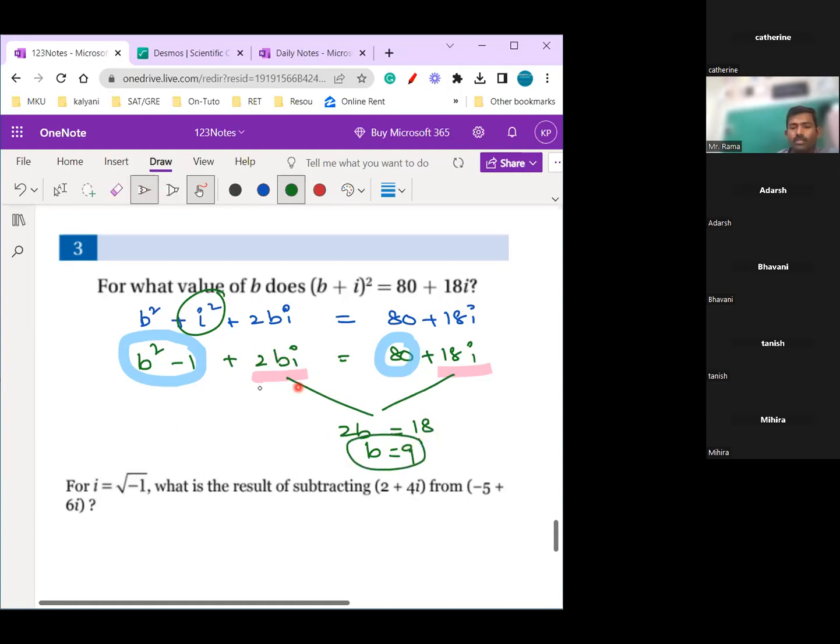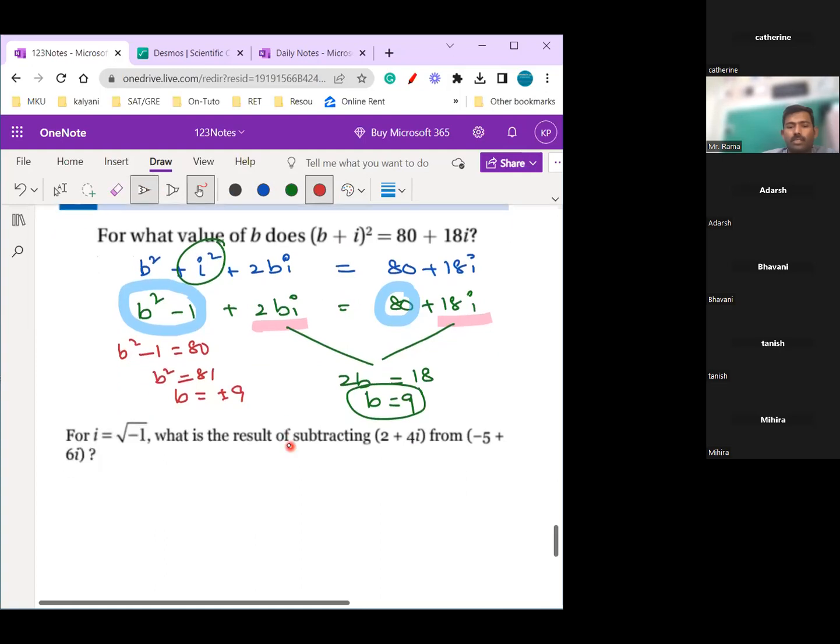Or you may ask, hey, Mr. Rama, what if I take this one? Am I going to get that same answer? Let's check it. So b squared minus 1 is 80, and then add 1, so b squared is 81, and then b is plus or minus 9. But obviously 9 works, so you can take the positive 9. So the positive 9, that's the answer for that.